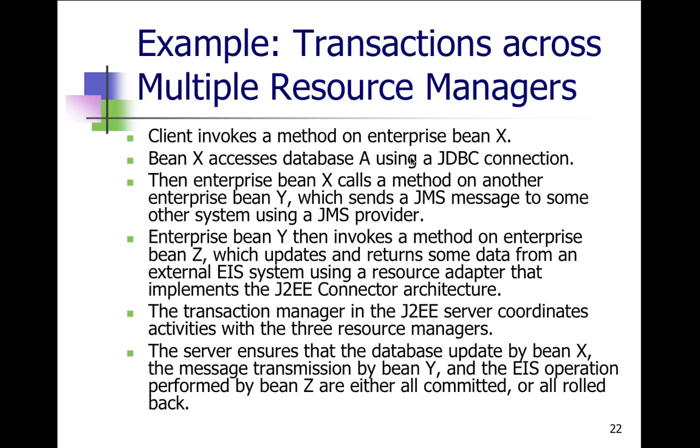Then enterprise bean X calls a method on another enterprise bean Y, which sends a JMS message to some other system using the JMS service provider, the message service provider. JMS stands for Java Message Service, and I talked a little bit about that, I think, in the first weekend as well. Then enterprise bean Y invokes a method on enterprise bean Z, which updates and returns some data from an external EIS system using a resource adapter that implements the J2EE connector architecture.